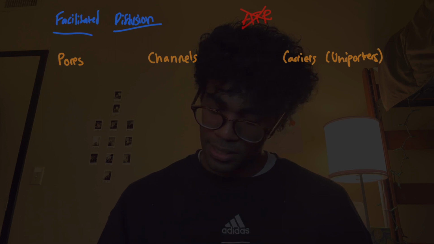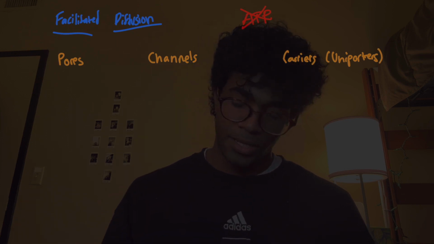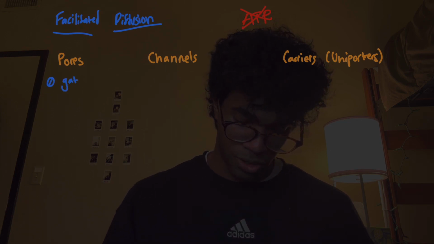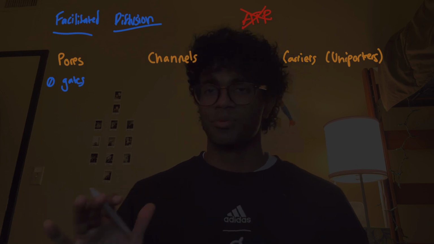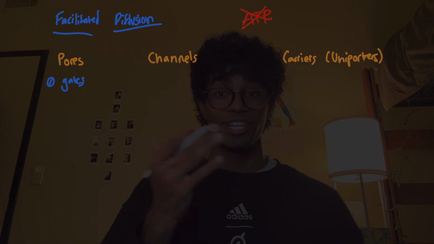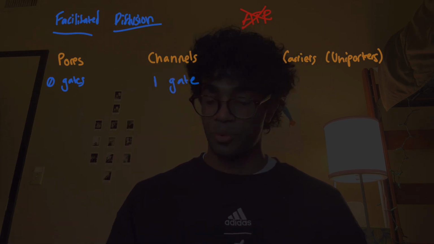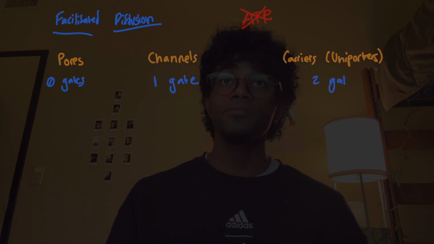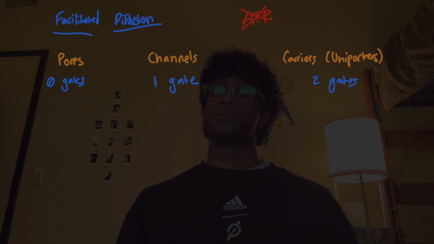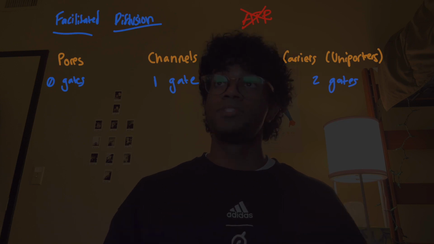But let's start off by going through the initial differences, then we'll go into what they actually look like. So pores have 0 gates. Let's stick with the word gates because it's going to get a little complicated if I use channels and then talk about channels. For channels, you have 1 gate. Carriers, you have 2 gates. Awesome. So because you have 0 gates, what does that mean? Does that mean we're always going to be closed or always going to be open? In this case, for pores, you're always going to be open.